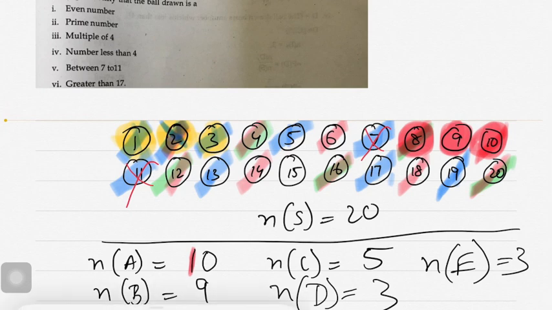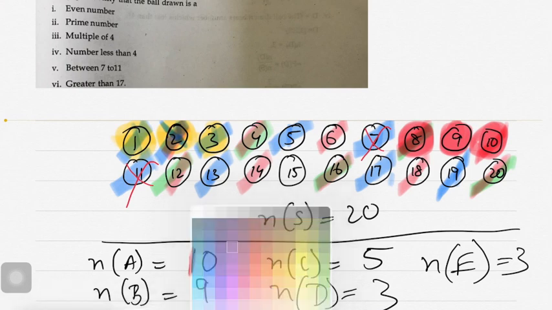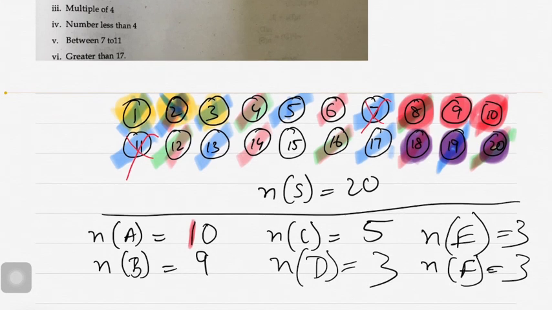Okay. Next one is greater than 17. Greater than 17. I'll take some random color. Okay. So greater than 17, numbers which are greater than 17 means after 17. So which is 18, 19 and 20. So your answer would be, your n of F will be 3, right?